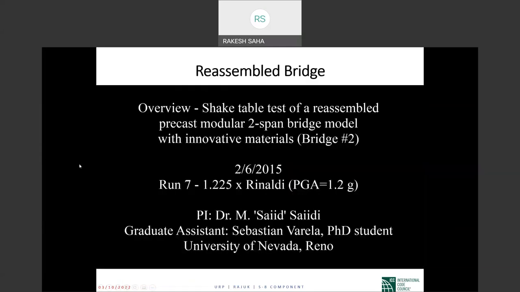So this is after we put the bridge together. Now this time we went all the way to failure, okay? So this went to very large drifts, to 1.2g. This is the Rinaldi earthquake. The Rinaldi earthquake is a near fault earthquake that causes permanent displacement in conventional construction. But in this bridge, it did not. So let's see how the bridge performed.